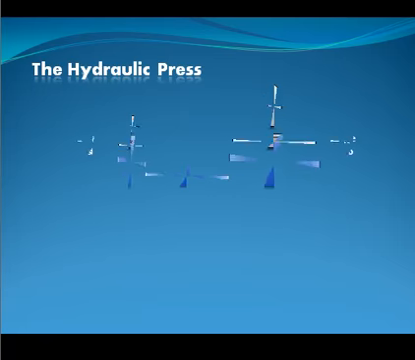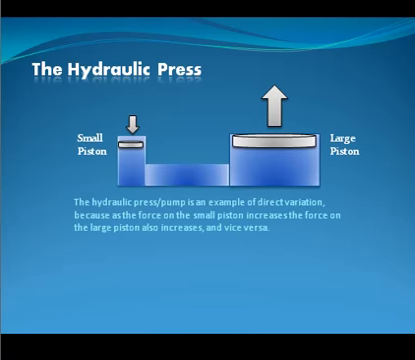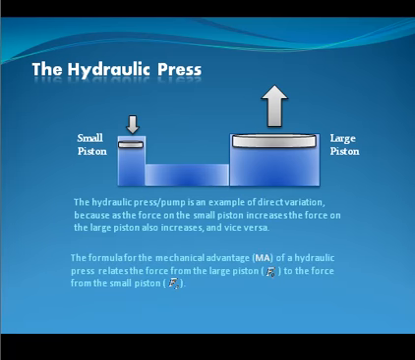The hydraulic press is an example of direct variation, because as the force on the small piston increases, the force on the large piston is also affected and vice versa. The formula for the mechanical advantage of a hydraulic press relates the force from the large piston to the force from the small piston. And here is that formula.